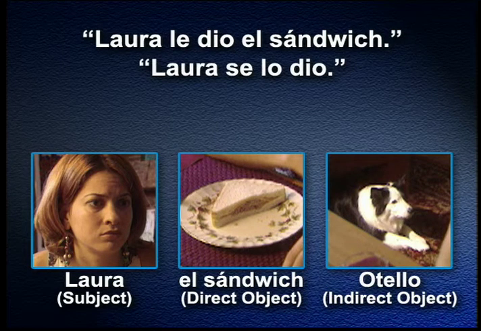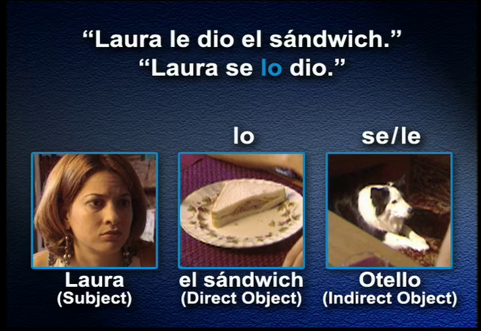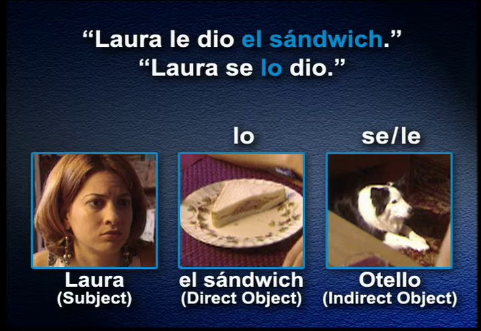Laura se lo dio. Se replaces le, a Otello, the indirect pronoun, whereas lo, the direct object pronoun, takes the place of el sándwich. Once you replace el sándwich with lo, the indirect object le becomes se.